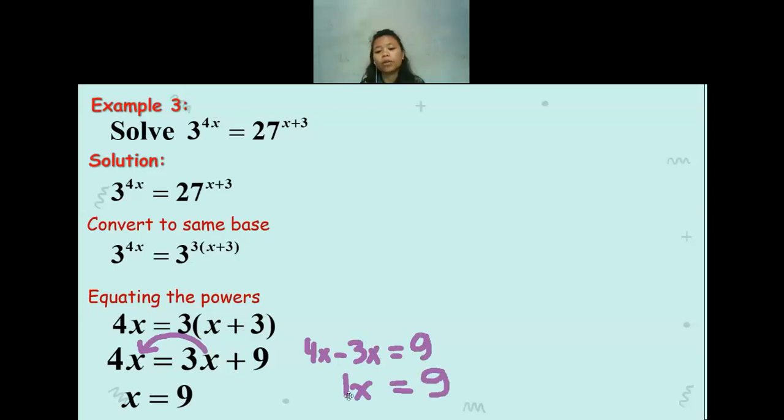When the coefficient is 1, it is okay if you do not write the number. You can directly write it as x is equal to 9. It will be the same thing.